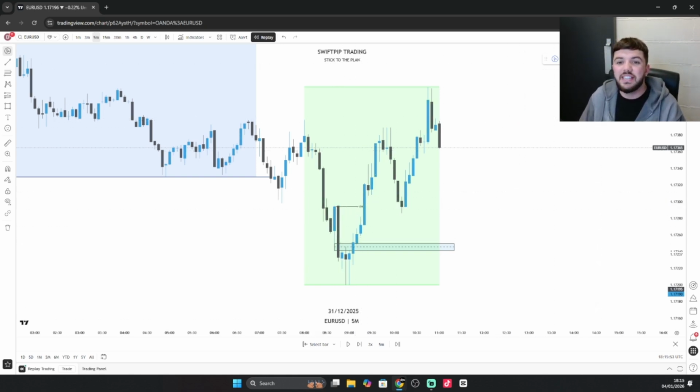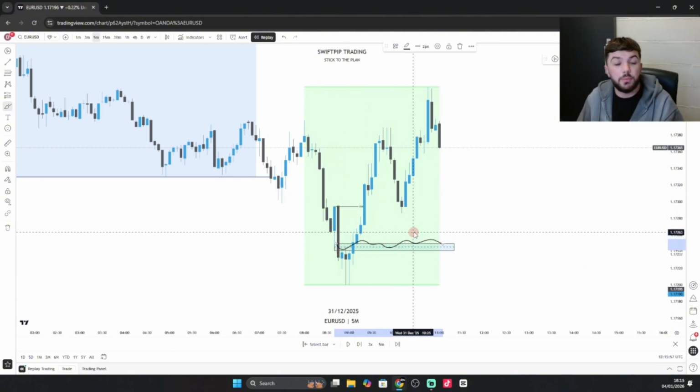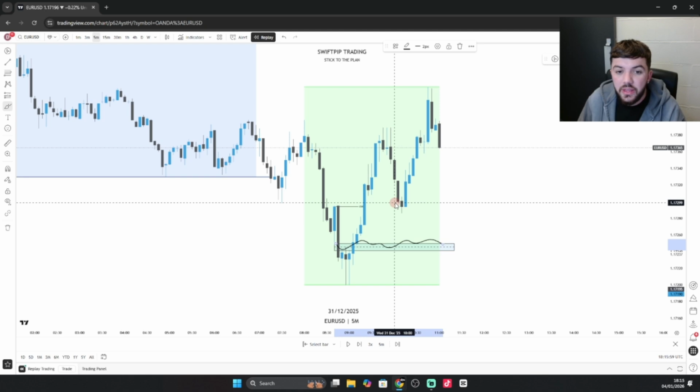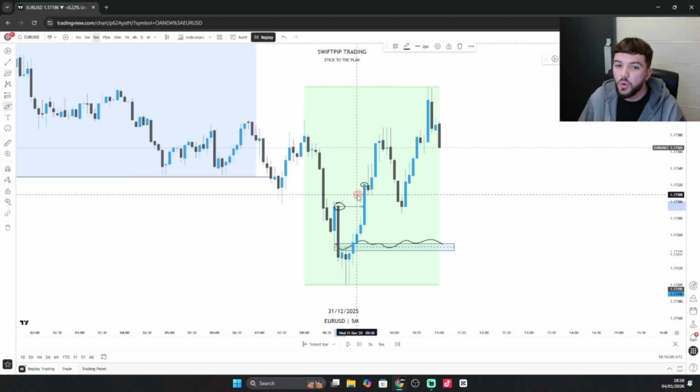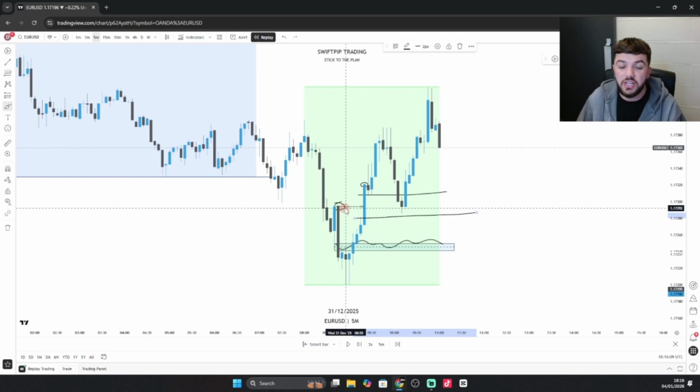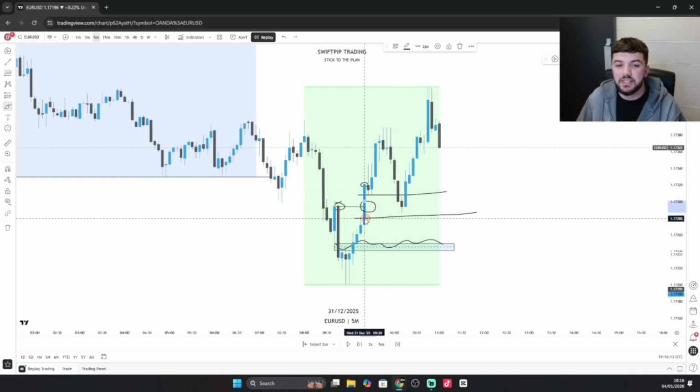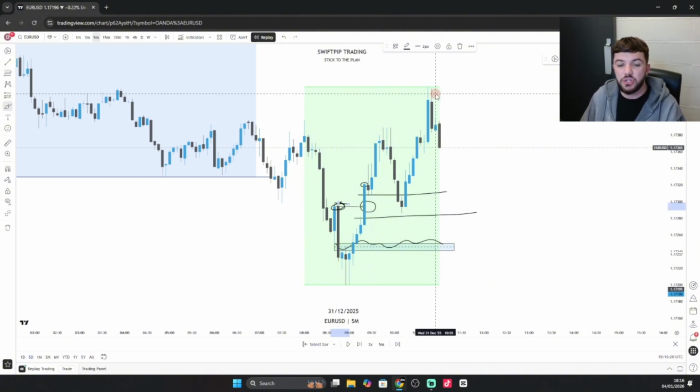So if you did end up missing this inverse fair value gap, you've also got another opportunity to get into the market. And that opportunity could have been off this candle closure, which caused the change in state of delivery. Or you could have entered off the retest of the candle that caused the change in state of delivery. Because you can see we've pushed up, we've had a pullback, filling this imbalance here, which created the change in state of delivery. And then we've continued pushing higher off that.